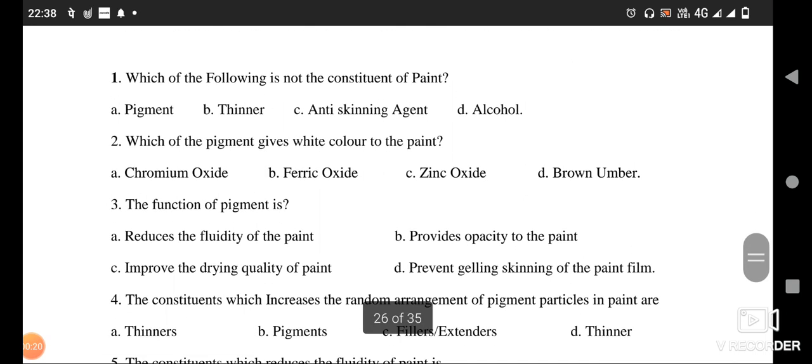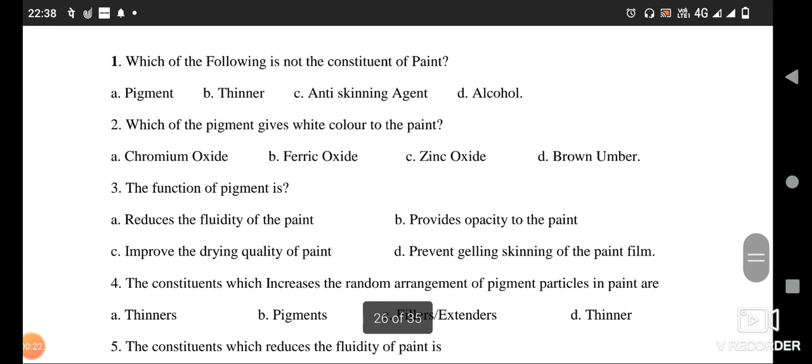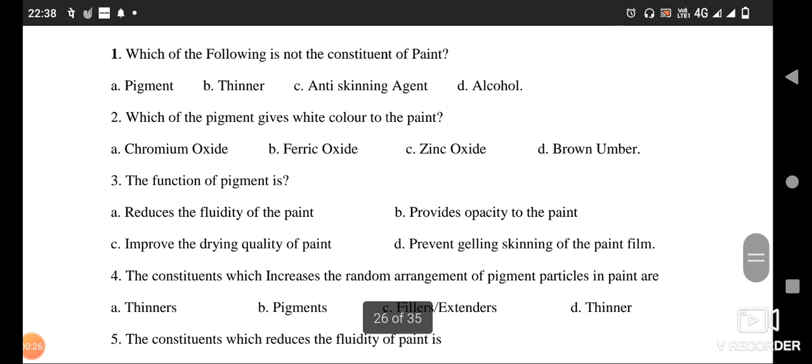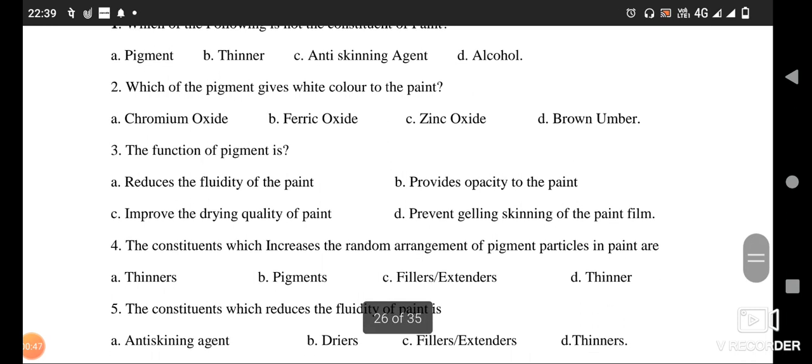So we have studied about the constituents of the paint. Out of these four options, we know that pigment is a constituent of paint. Then option B, thinner, is also a constituent of the paint. C, anti-skinning agent, is also a constituent of the paint. But D, alcohol, is not a constituent of the paint, so that's why D, alcohol, is the correct option here.